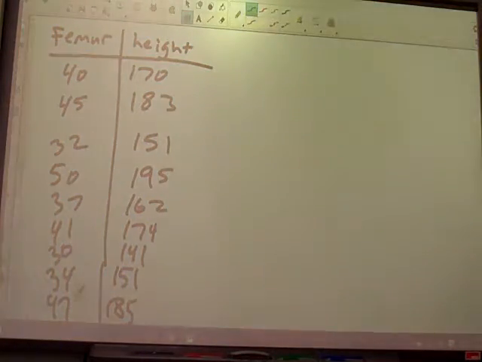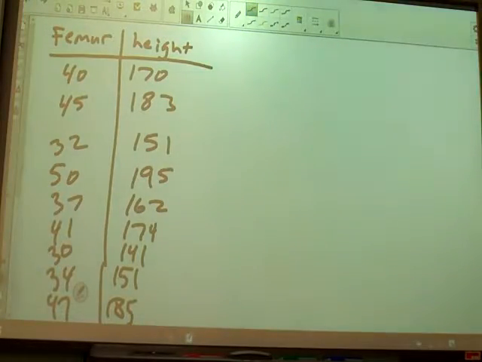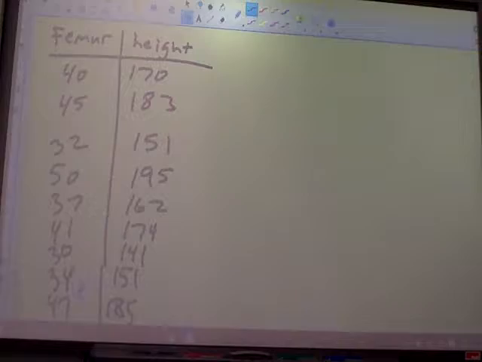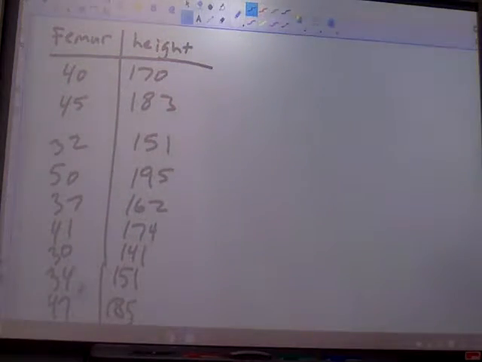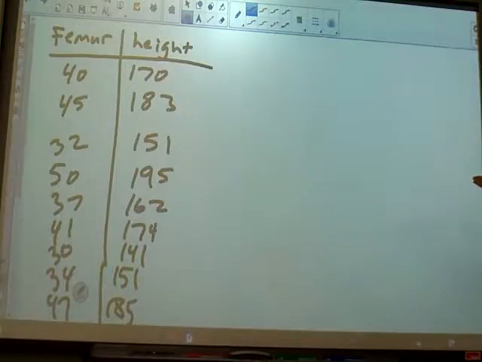I could put them in order. I'm not going to, but that wouldn't be wrong. I'm just trying to save some time. If I'm going to draw a line of best fit, I've got to draw it through some points. So I probably need to put these things on a graph, right? Okay, so this is going to be a scatter plot.